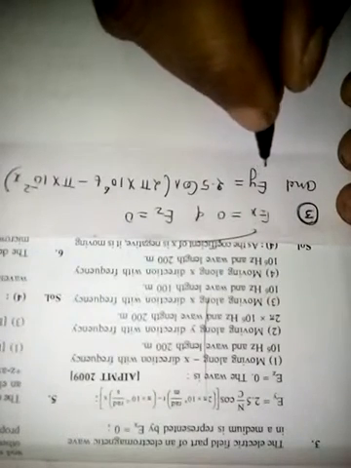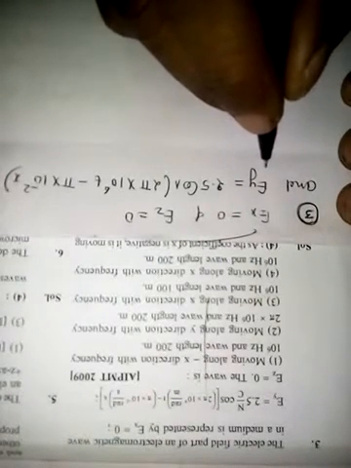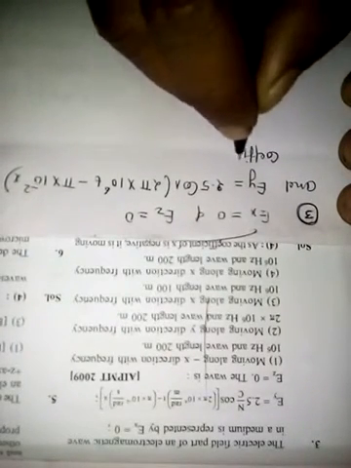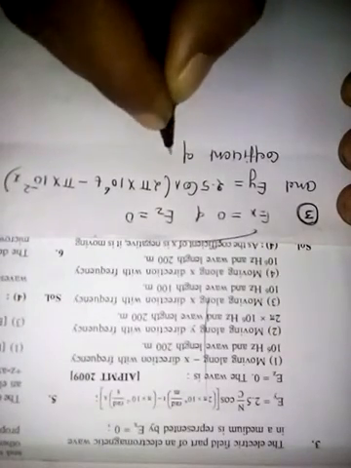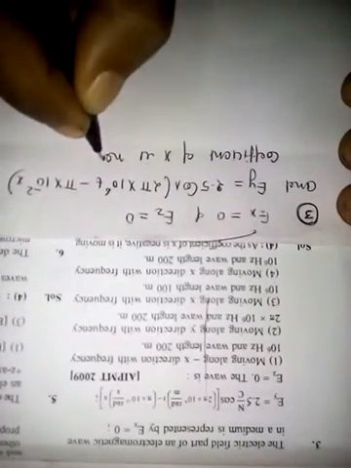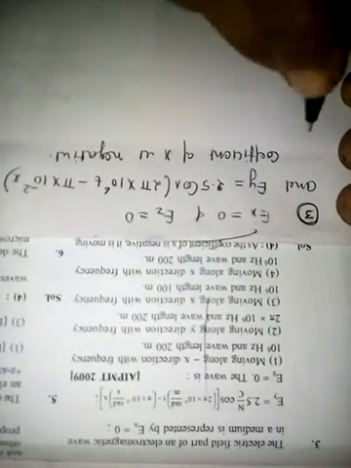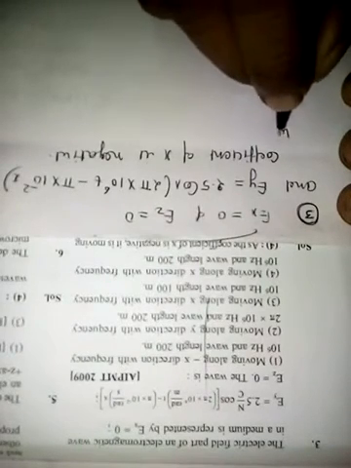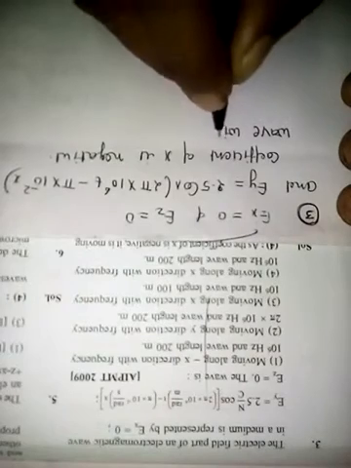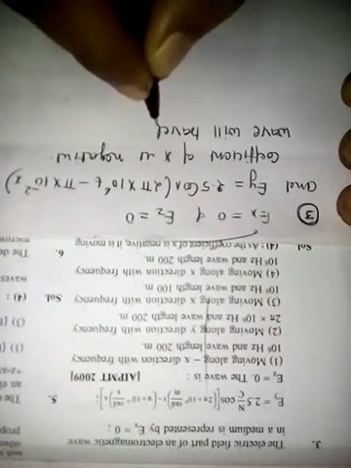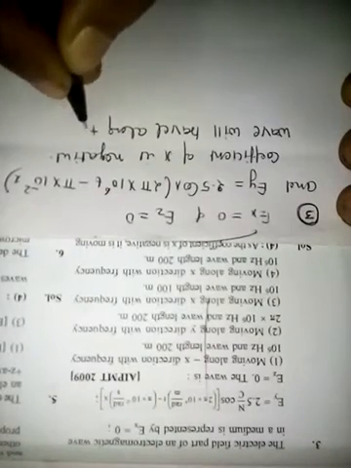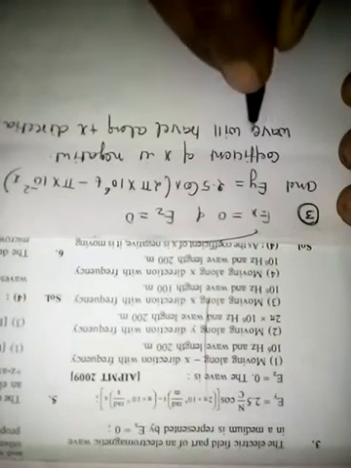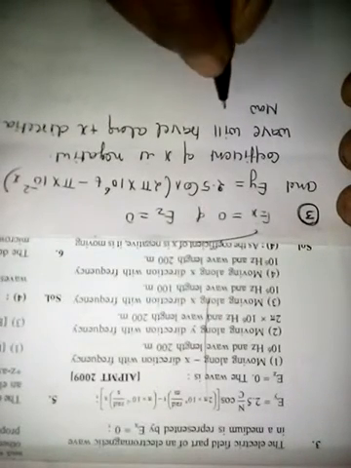From the above equation we can say the coefficient of x is negative, so we can say the wave will travel along the positive x direction.